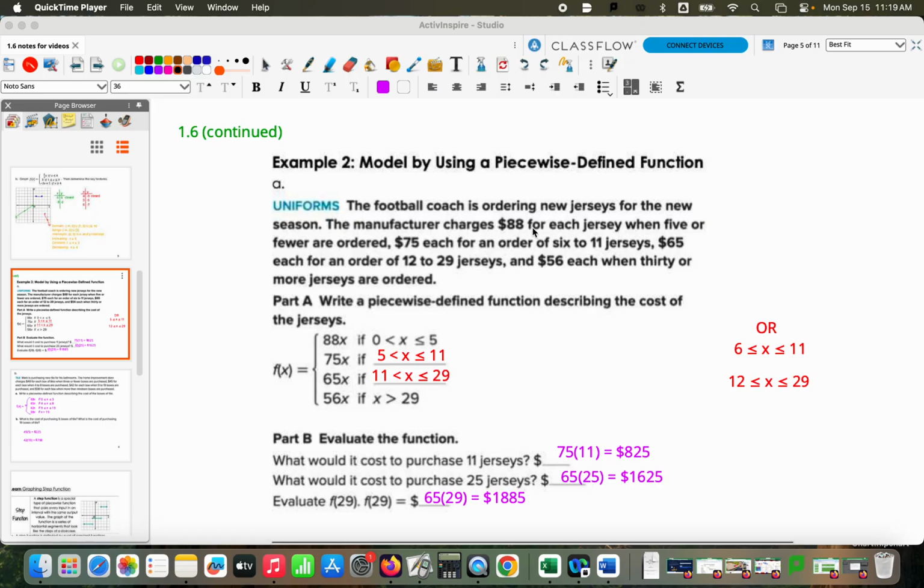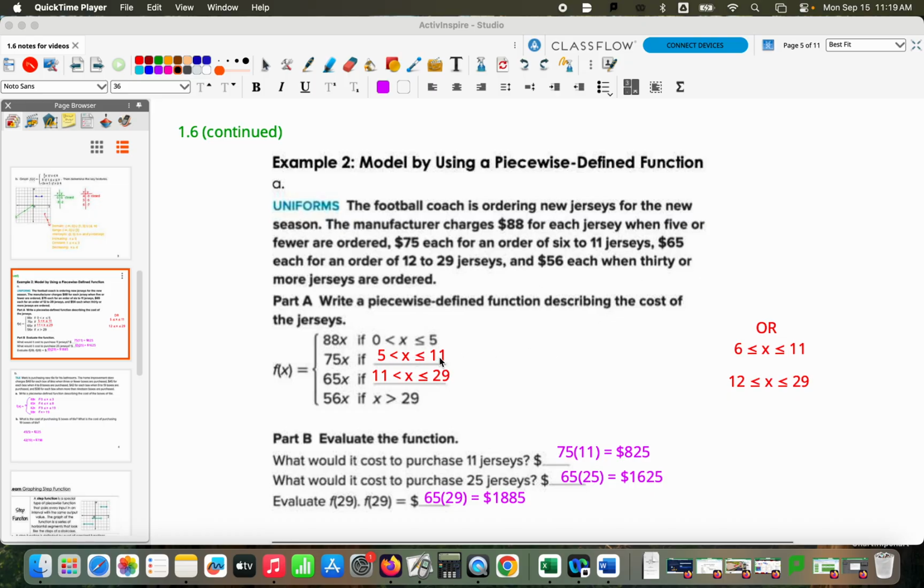In this case, we just kind of fill in what's missing. So we know it's $88 per jersey, so 88 times x when it's between 0 and 5 jerseys. Obviously at 0, you're not going to pay anything. 0 times 88 is 0. So you can put an equal to here. It wouldn't really matter. You'd still pay 0 either way. So you could argue which way you want to go on that. Let's see, it's $75 per jersey, so 75x if it's between 5 and 11.